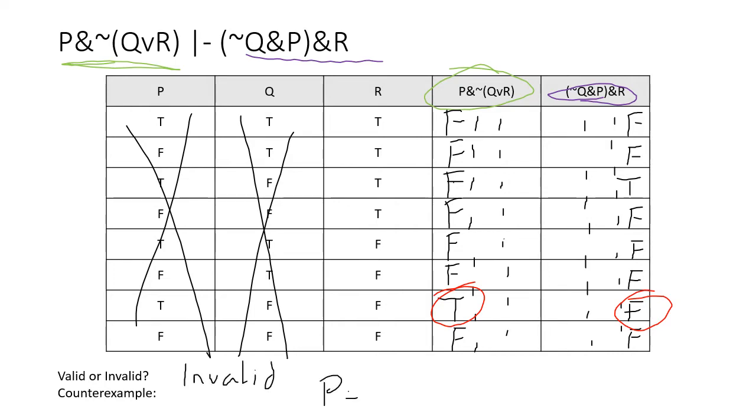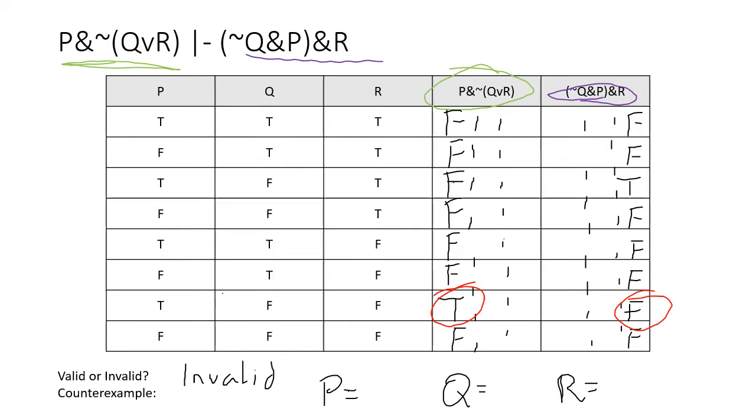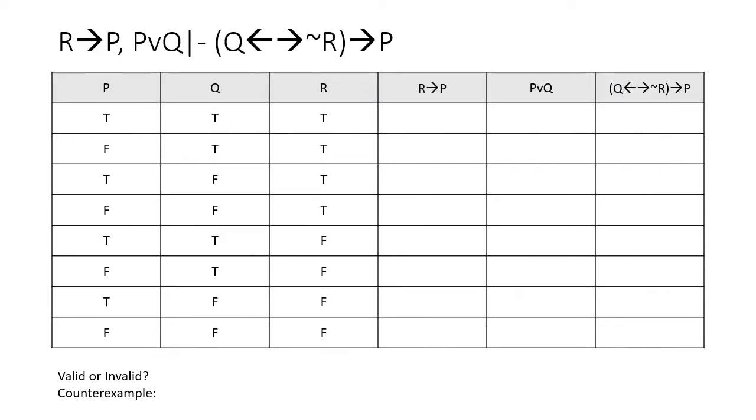And we need a counterexample. And so for that counterexample, we'll just copy those. And that's that one. Look at this one. We have two premises. Both of them are pretty easy because they're only one operator.